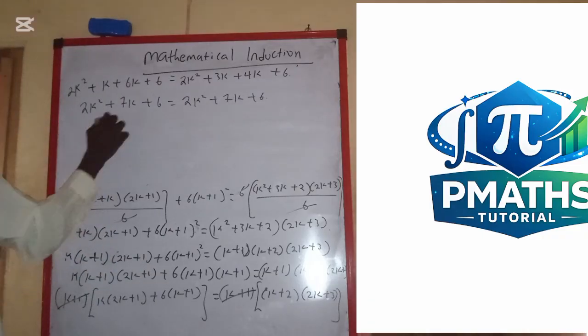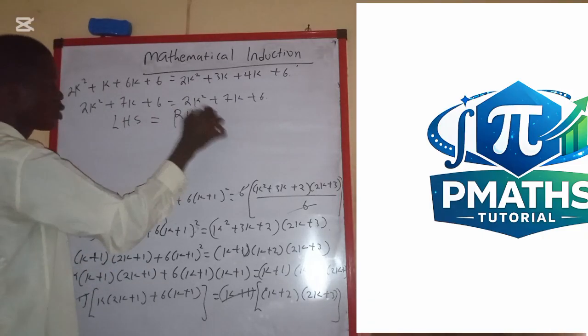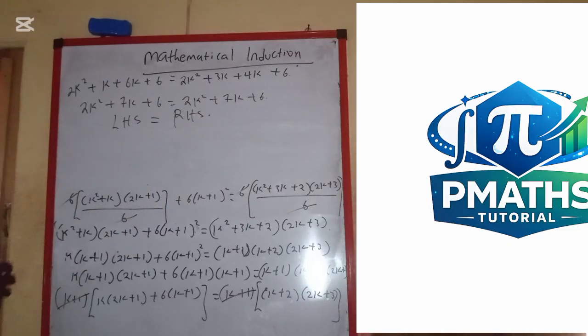So you see that the left hand side is equal to the right hand side. So we have satisfied that n equals k plus 1 is true.